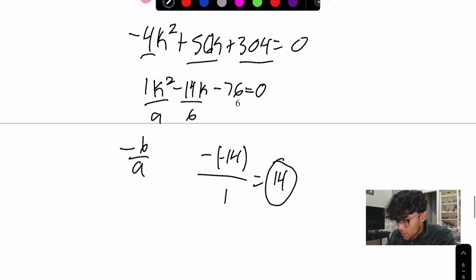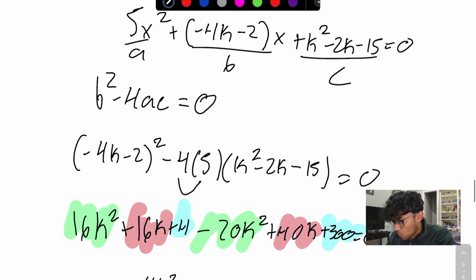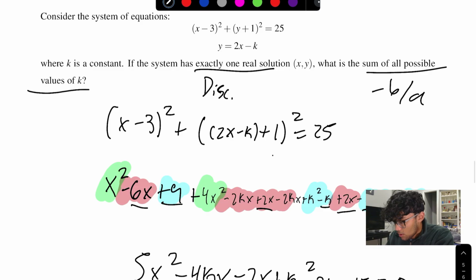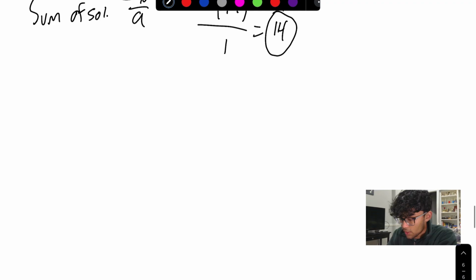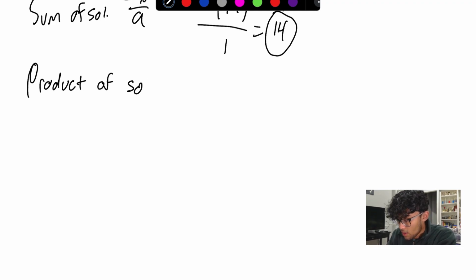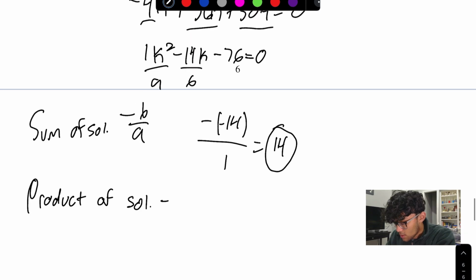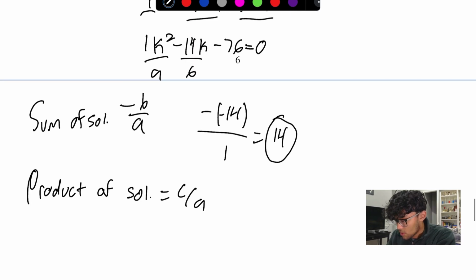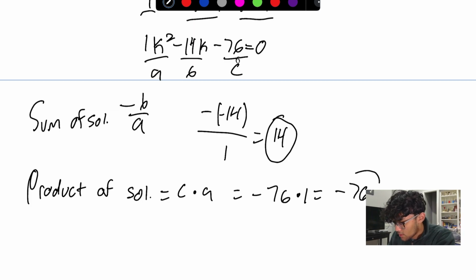And then this is the sum of solutions, and I know it asks for the sum of solutions, but let's say the question asks for the product of solutions. Since we didn't get to do this last time, that's equal to c over a. This is c, so we have, or c divided by a, sorry. So we'd have negative 76 divided by 1. So that answer would be negative 76.